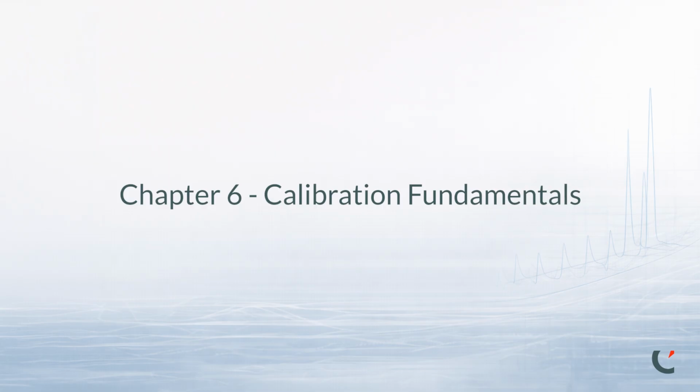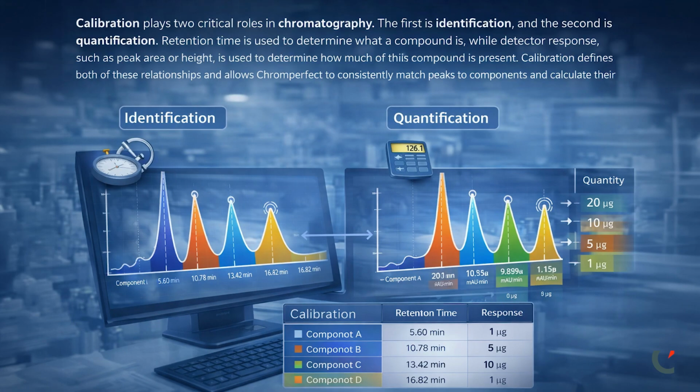This is Chapter 6 and the final chapter in this section, and we're about to explore calibration fundamentals. This chapter brings together everything we have covered so far in Section 3 and explains how Chromperfect converts integrated peak data into meaningful analytical results. Calibration plays two critical roles in chromatography. The first is identification, and the second is quantification.